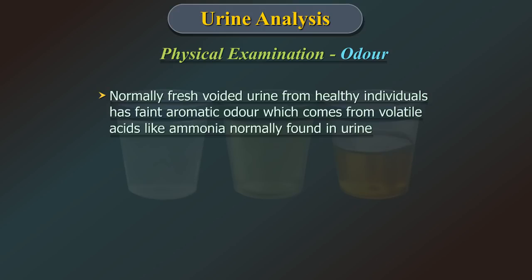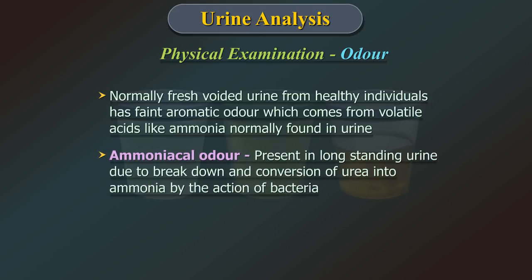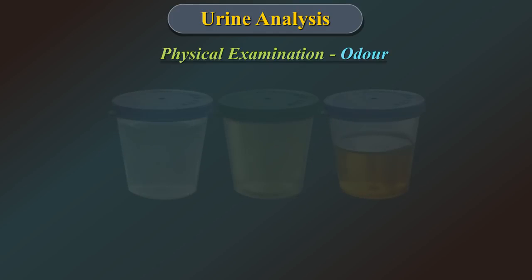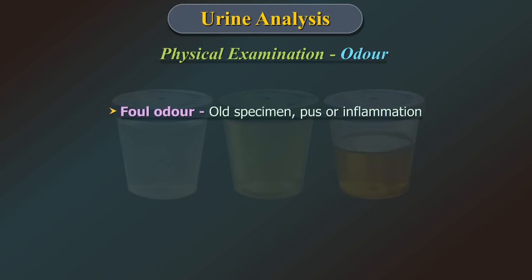Normally, freshly voided urine from a healthy individual has a faint aromatic odor which comes from volatile acids. An ammoniacal odor is present in long-standing urine due to breakdown and conversion of urea into ammonia by the action of bacteria. A foul or an offensive smell could be due to an old specimen, pus, or inflammation.